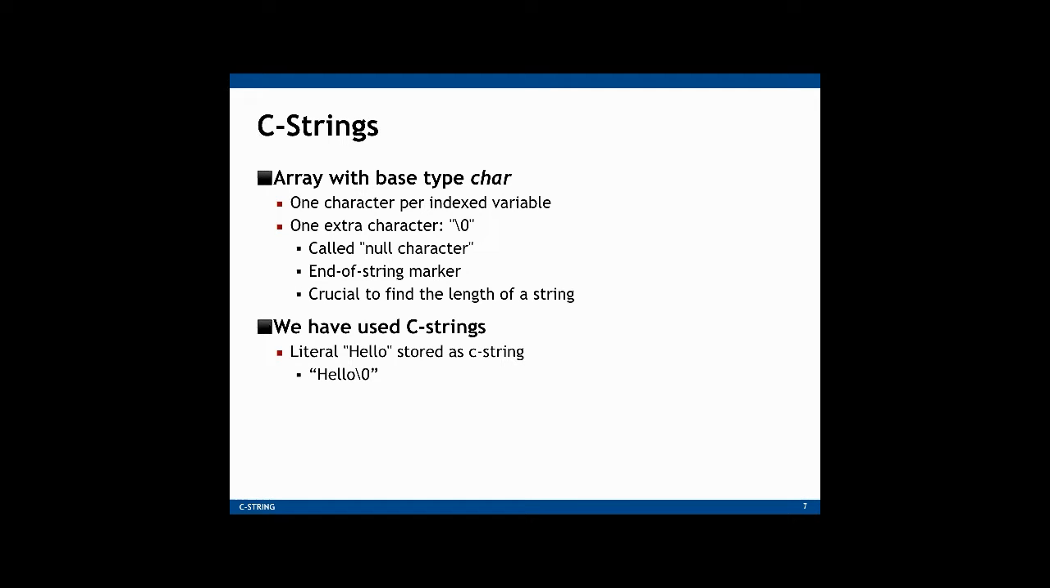A C string is an array with base type character, char. So each character of the string is stored as an array element. One notable thing is that all C strings end with this \0 character, which we call the null character. This indicates the end of the string. So this null character is also known as the end of string marker.